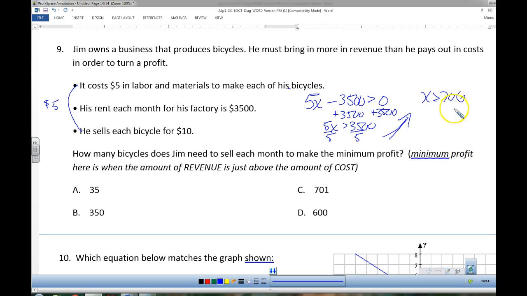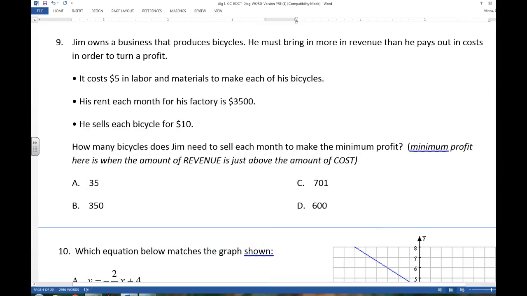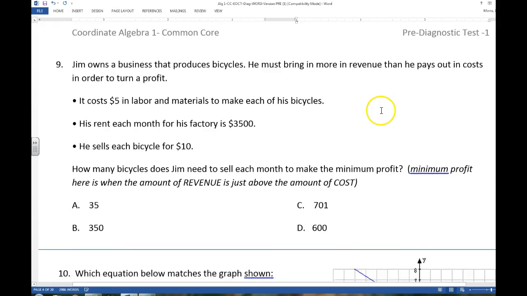How many bikes does he need to make to turn a profit? 701 bikes. If he makes 700, he's going to be right at 0. He needs 701 to make more than 0. He needs to sell 701, I should say. All right, next problem.